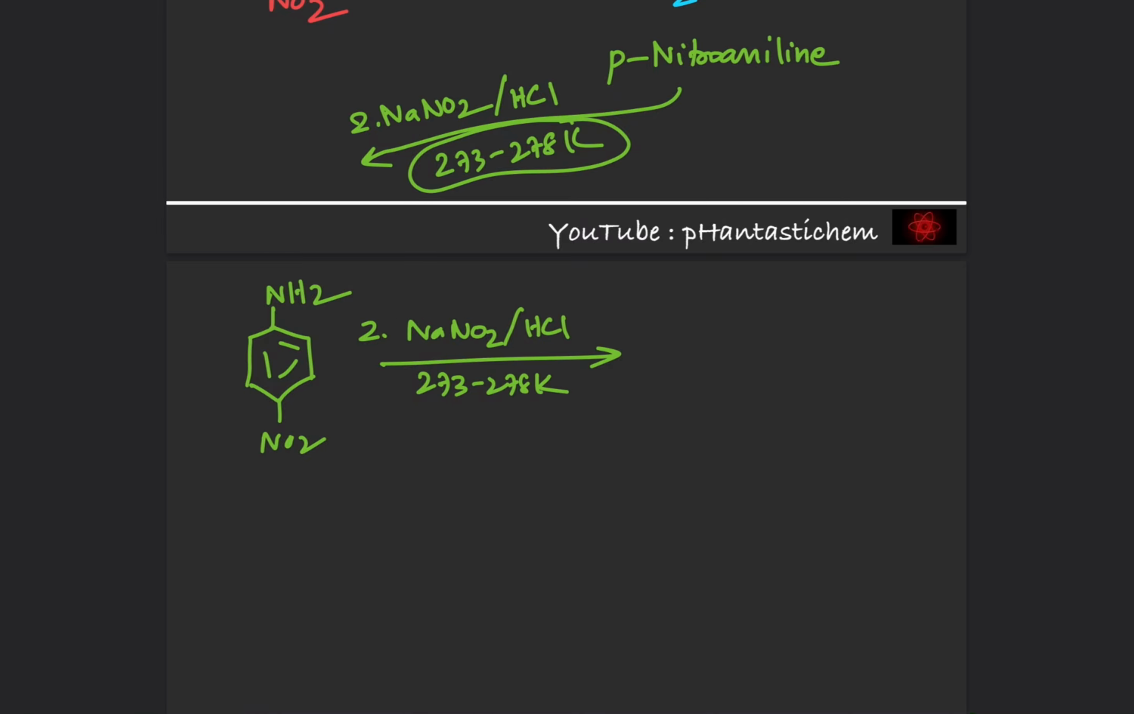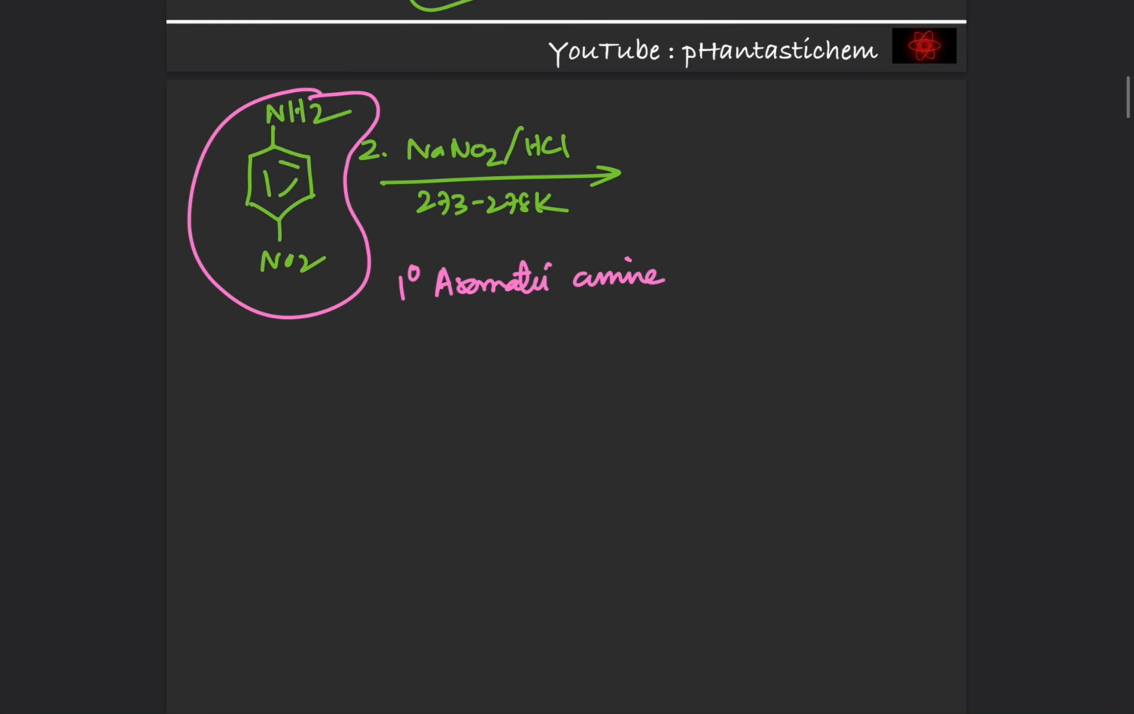In this, you can see this guy is a 1-degree aromatic amine. As you can see, NH2 is attached to one carbon, and this carbon is a part of an aromatic ring. So it is a 1-degree aromatic amine, which will be converted to its diazonium salt, and the process is called diazotization.